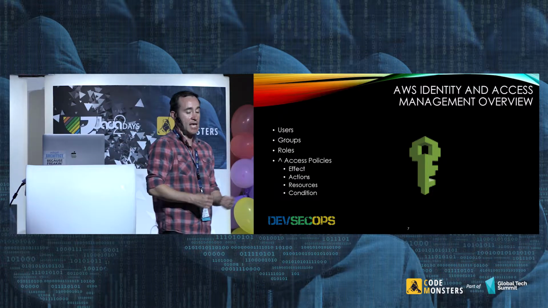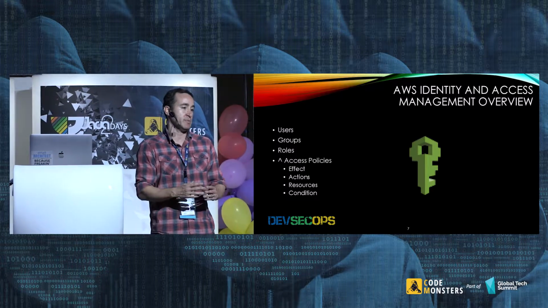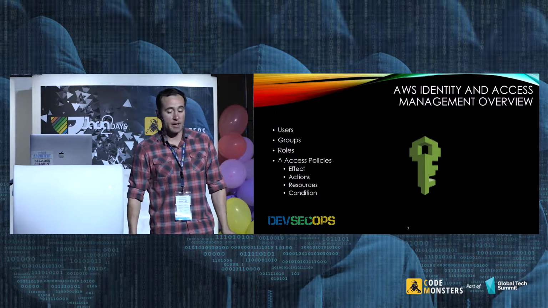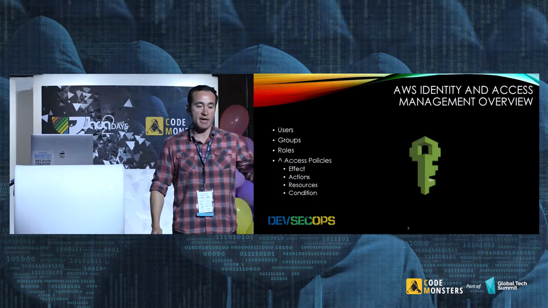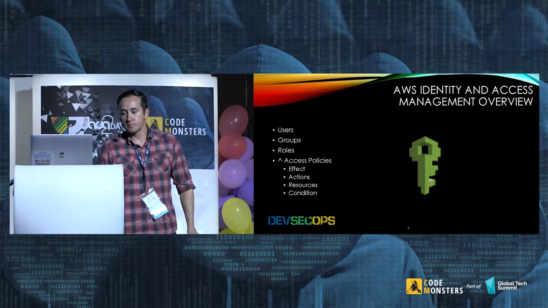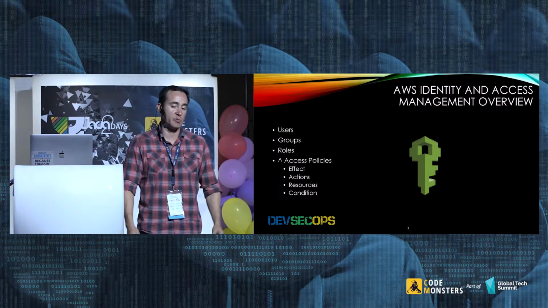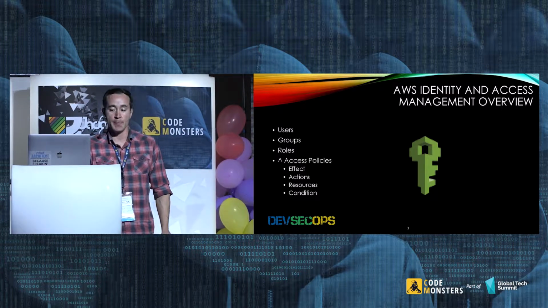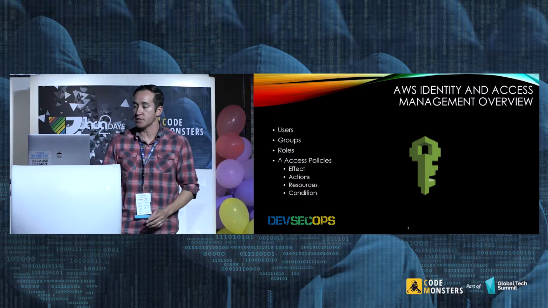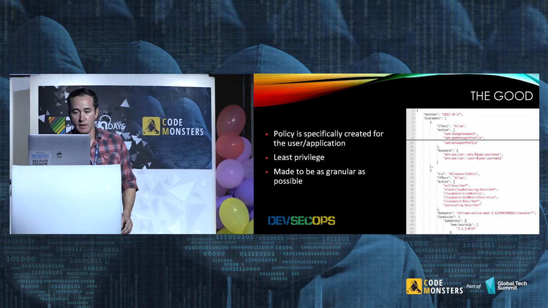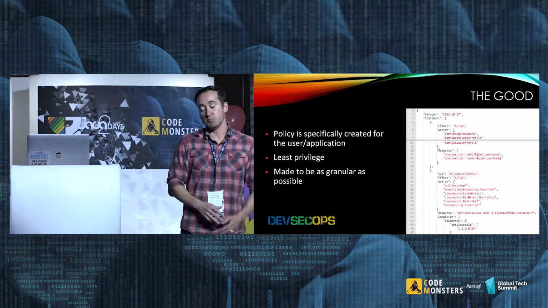Effect is simply allow or deny, whether you're allowing or denying an action to be performed. Actions are simply API calls. And if you look at the documentation, it's always prefaced by the service, like IAM, followed by the API call. Resources are the things we're granting access to. So it could be an instance, it could be a bucket, or a user even. And then conditions. Conditions are additional controls that you can use to further restrict your policy. So here's an example of a pretty good policy. This is something you can actually assign to a user, most likely via a role.